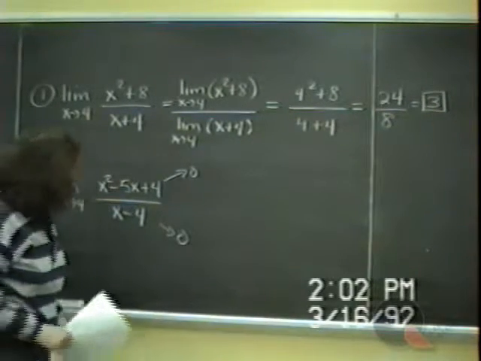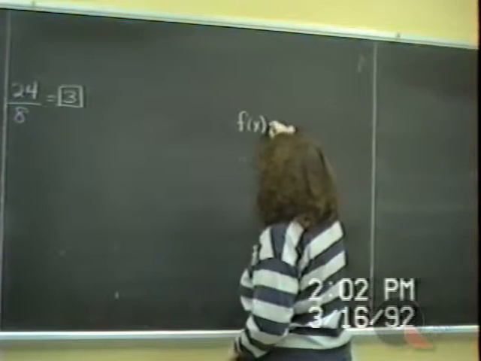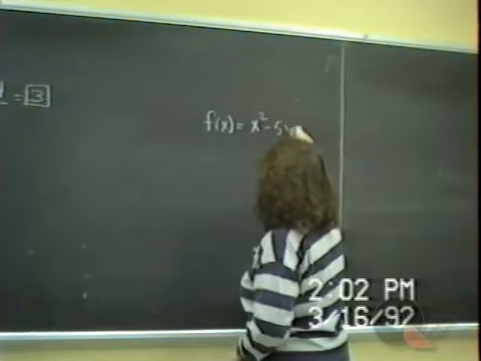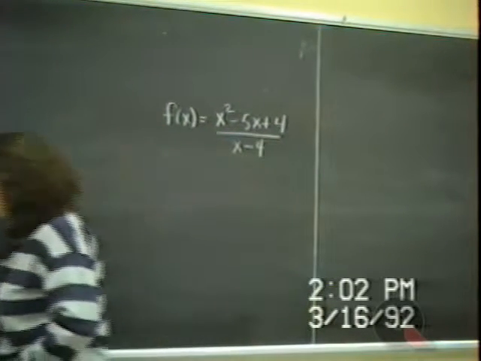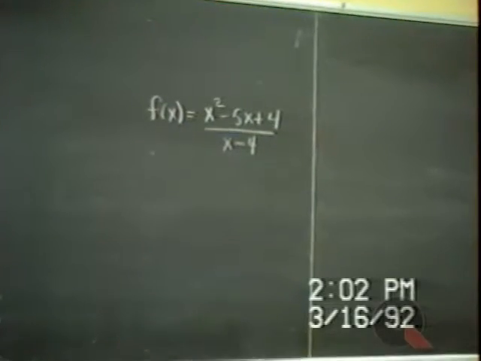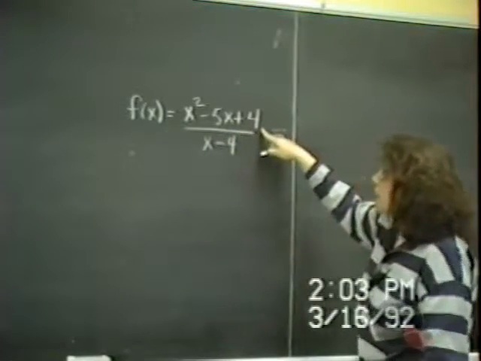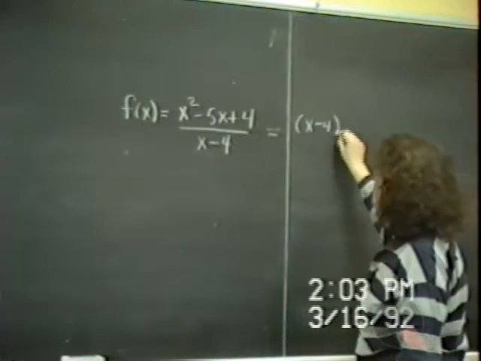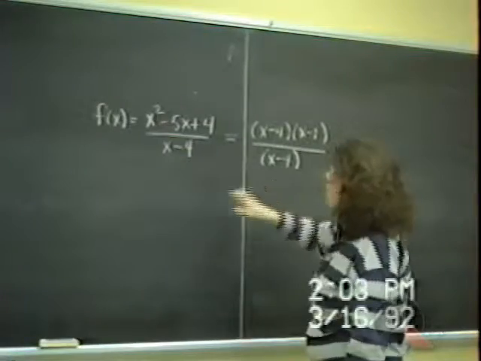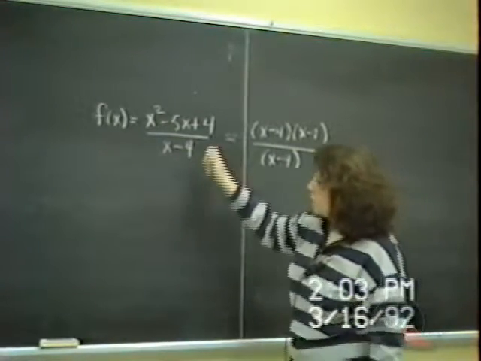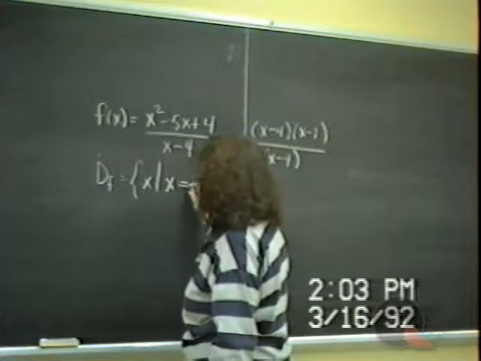One thing we can do is look at this function that's under consideration. We are examining the function x squared minus 5x plus 4 divided by x minus 4. We have sketched problems like this in class. If you factor the numerator here, this is (x minus 4)(x minus 1) divided by (x minus 4). The domain of this function f is the set of all x values such that x is not equal to 4.